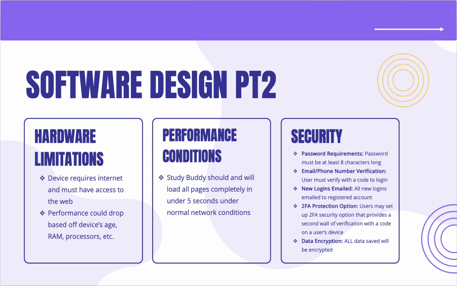Here are the layers of protection we built. The first one is password requirements. The password requirement is a minimum of 8 characters for all users. Email or phone verification: new users must verify their identity with a code. New login notifications: any login from a new device will trigger an alert to the user's email. A 2FA protection option: users can enable two-factor authentication for an added layer of security. And data encryption: all stored data, including passwords and session logs, is encrypted to protect privacy. These technical constraints and protections ensure StudyBuddy performs reliably, runs efficiently, and keeps user data secure no matter where it's accessed.